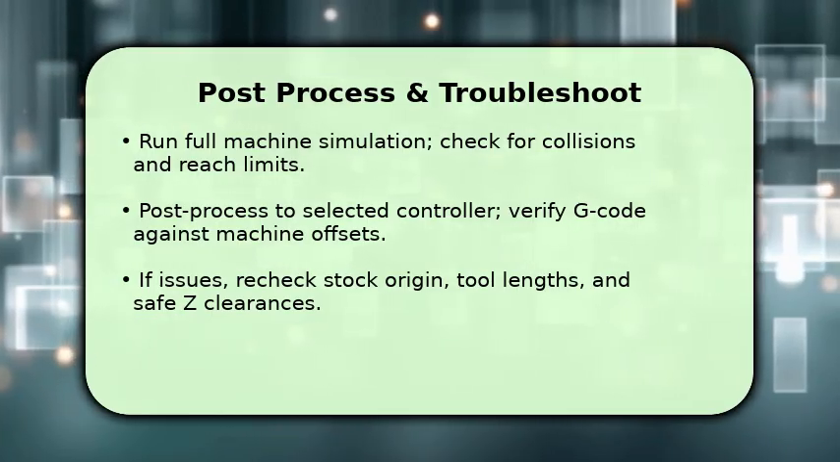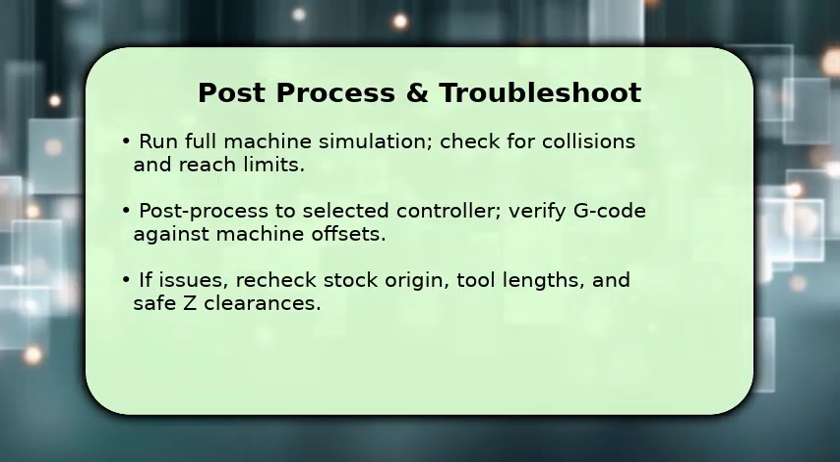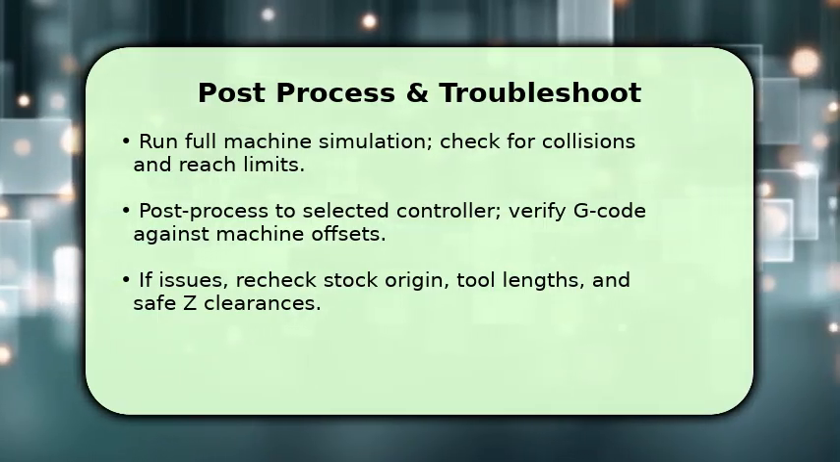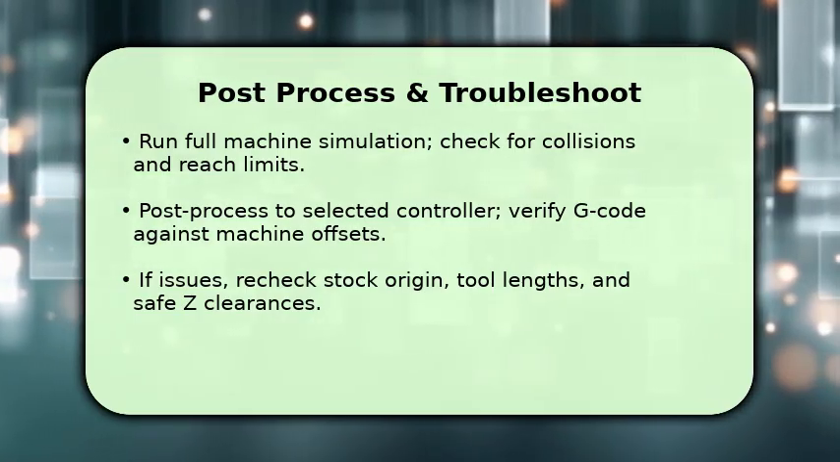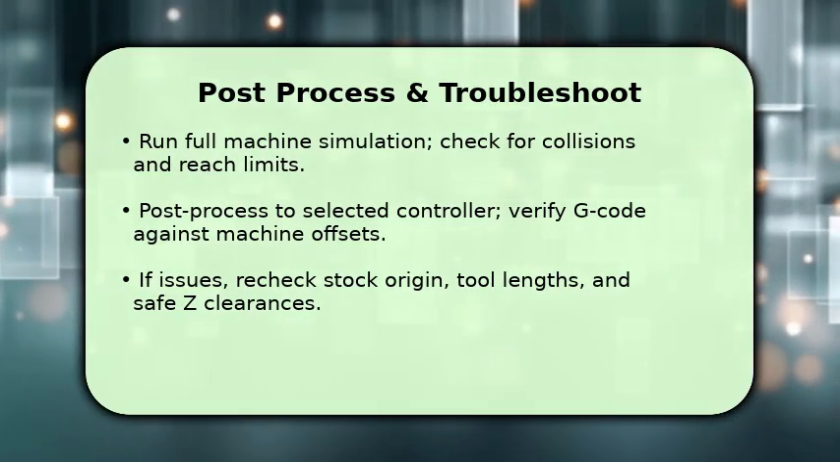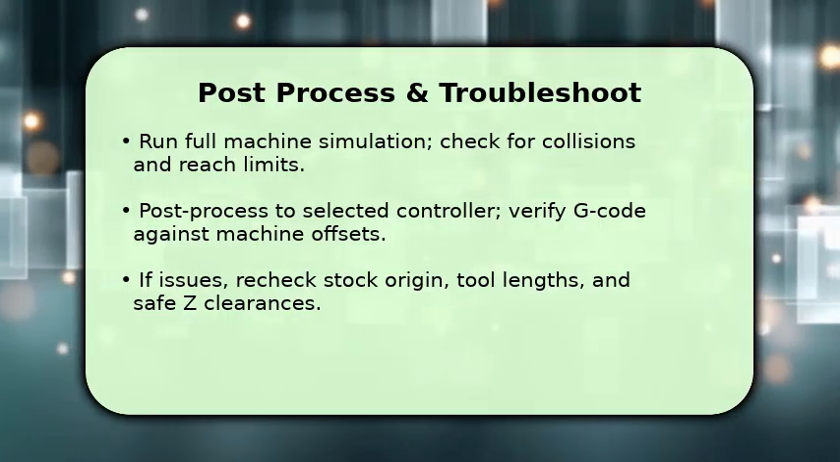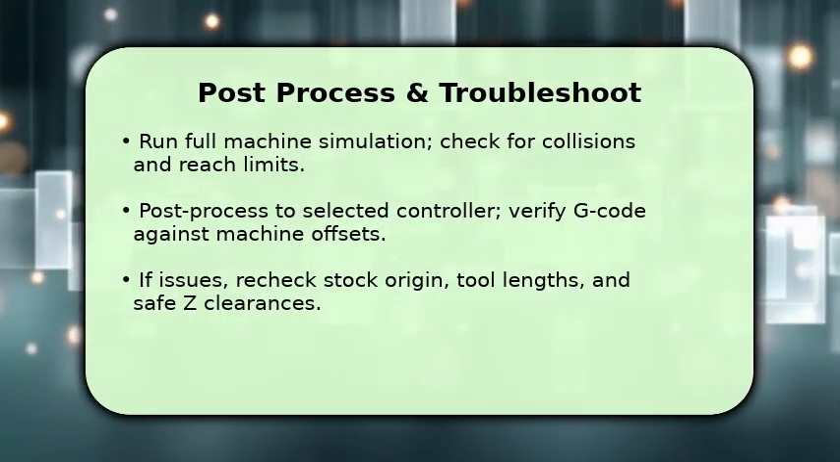Once satisfied, post-process to your controller and review output for correct machine offsets and tool numbers. If the code behaves oddly, stop and troubleshoot. Confirm stock origin, tool length offsets, and safe Z clearances are correct, because most errors come from wrong references.